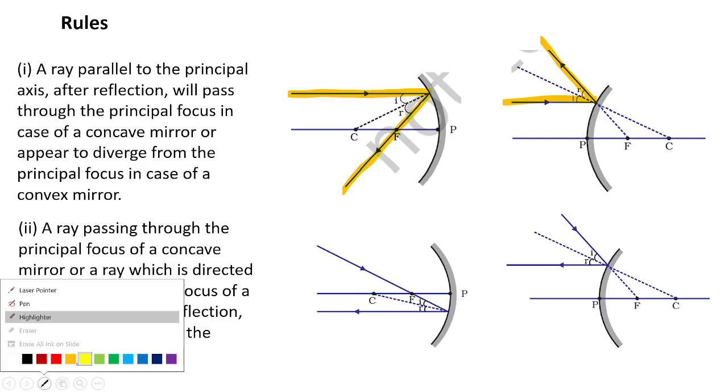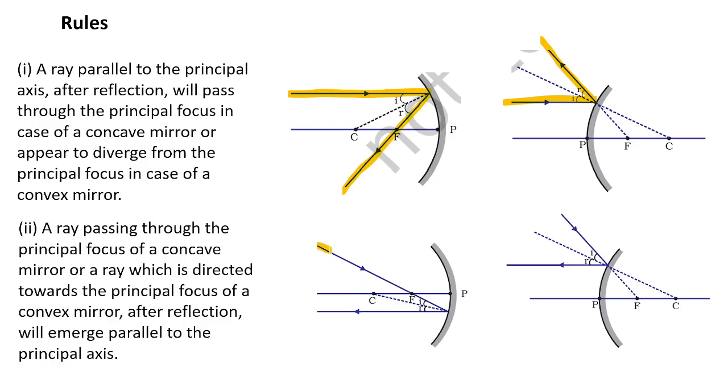The second property of the mirror is: any ray passing through the focus, after reflection, goes parallel. It is simply the reverse of the first case. A parallel ray passes through the focus. A ray passing through the focus becomes parallel. Only the reverse of this.